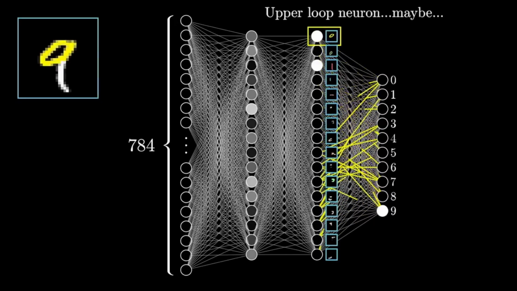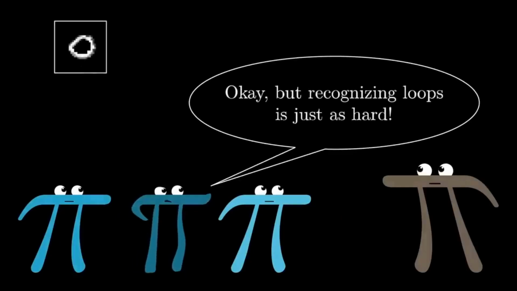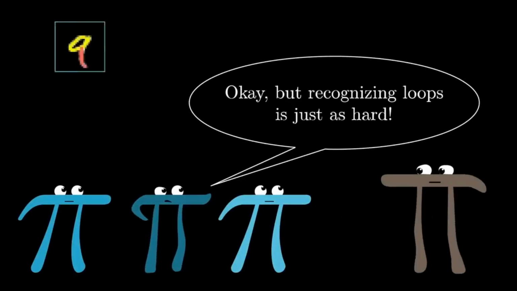Of course, that just kicks the problem down the road, because how would you recognize these subcomponents, or even learn what the right subcomponents should be? And I still haven't even talked about how one layer influences the next, but run with me on this one for a moment. Recognizing a loop can also break down into subproblems.